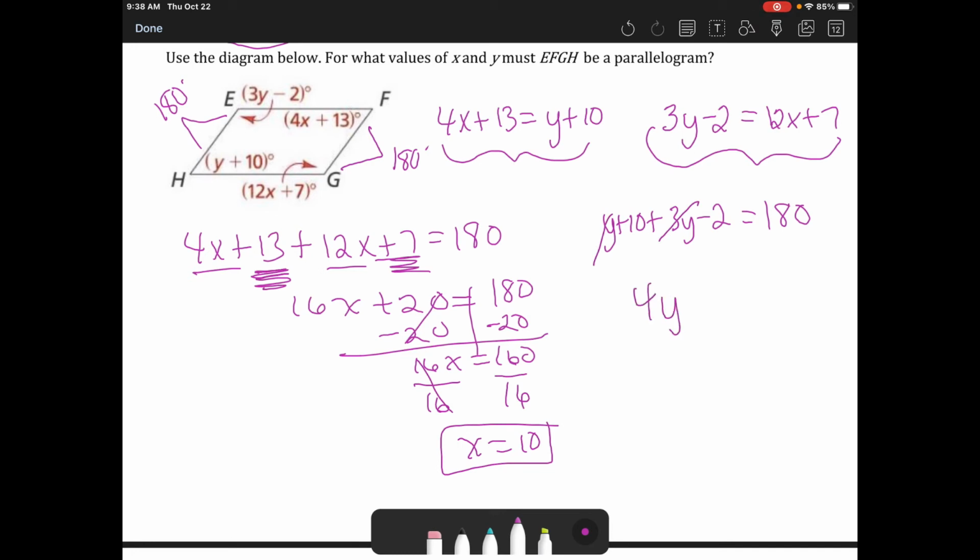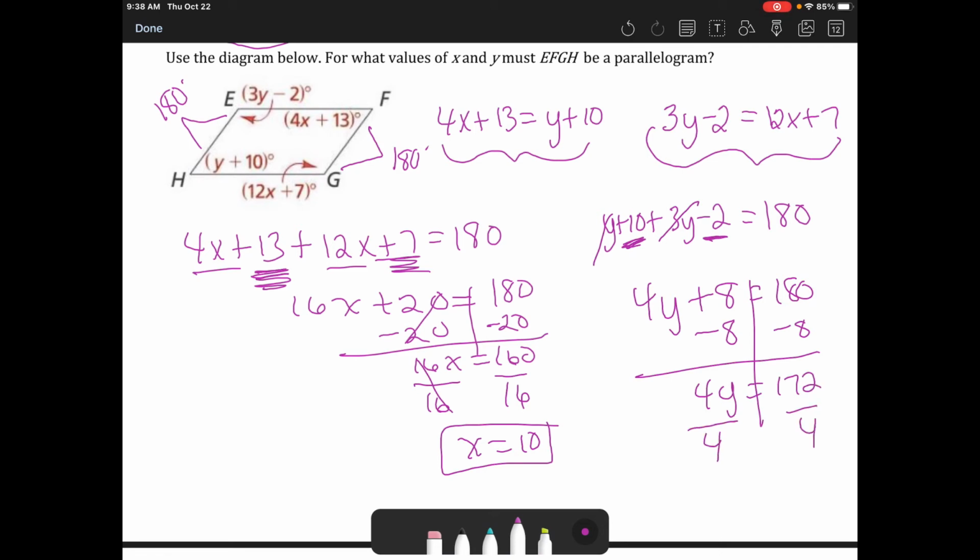Y and 3y is 4y. 10 and negative 2 is positive 8. Subtract 8 on both sides. 4y is equal to 172. Divide both sides by 4. Y is equal to 43.